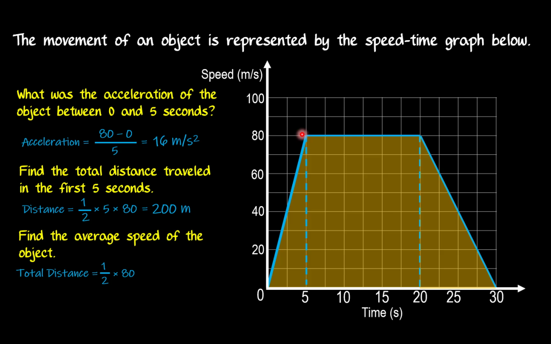80 is the height of the trapezium. 1/2 times 80 times the sum of the parallel dimensions, 30 below, and up here we have from 5 to 20, that's 15. So that gives us 1,800 meters. That's not the answer. We're finding the average speed. Remember, average speed is total distance, 1,800, divided by total time, which is 30 seconds. So it's going to be 60 meters per second. All right.